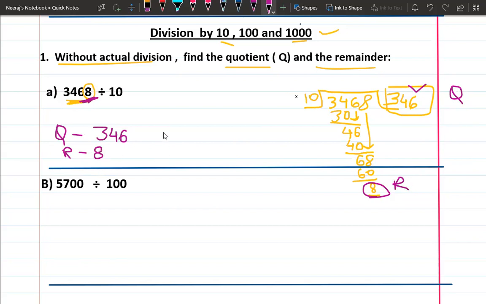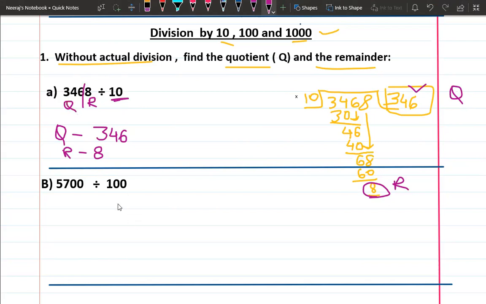It means what we are doing here is chopping the numbers. How will you chop the numbers? If you are dividing by 10, 10 contains a 1 and a 0, so you have to chop the last digit of the dividend, only the last digit. You have to chop like this. So here we are chopping the number. You have to chop the last digit only if you are dividing by 10. So the last digit represents the remainder and the rest of the digits represent the quotient.